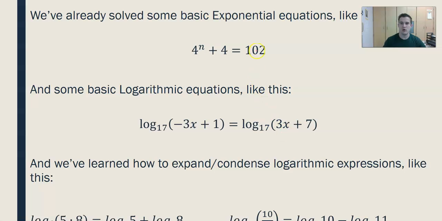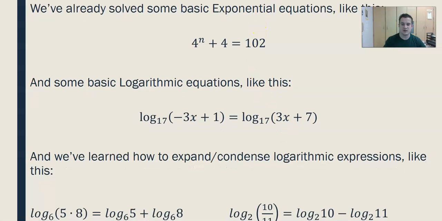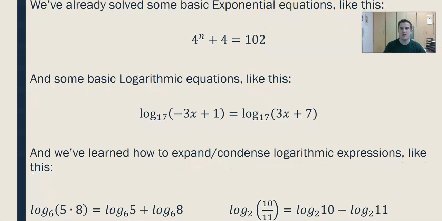Okay, so let me move this down so we can see everything that's happening here. We've already solved some basic exponential equations like this. We did this in the very first section of this unit. Subtract 4 on both sides and get 4 to the n power equals 98. And then I have to convert this to a log. So n is equal to log base 4 of 98.